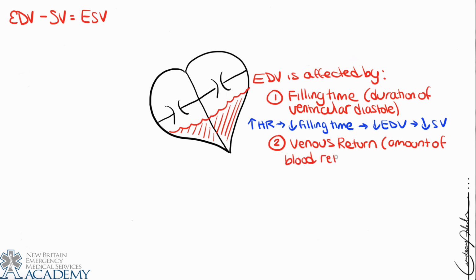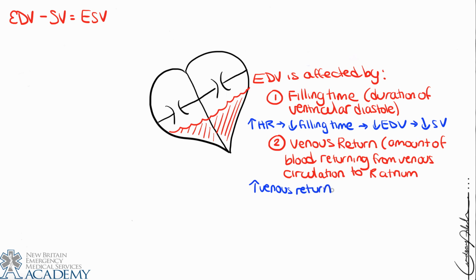The second thing that could occur is a change in venous return. Venous return refers to the amount of blood that returns to the atria from venous circulation. Again, we could talk about what happens to cause a change in venous return, and conversely what venous return does to our other numbers. For this example, let's say we increase the venous return, so more blood comes back to the heart. Then essentially we're going to push more blood through, so we have an increase in EDV, which in turn will increase the SV.